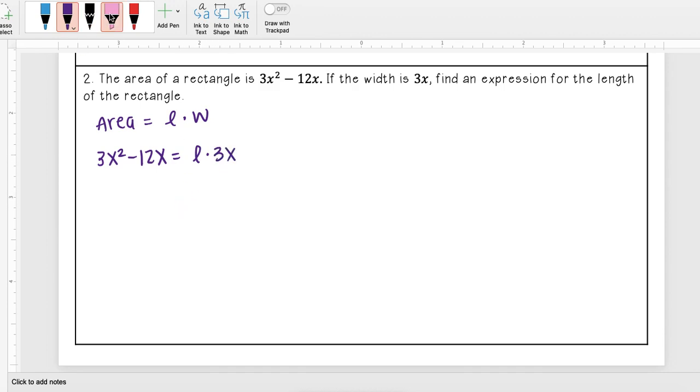So I want to get L by itself. Well, to get L by itself, I need to move that 3x, and the way to move the 3x is to divide it from both sides. And so on this other side, I'm going to divide every term by 3x. And so I get 3 divided by 3 is just 1. x squared divided by x is x. Minus 4 is equal to my length.